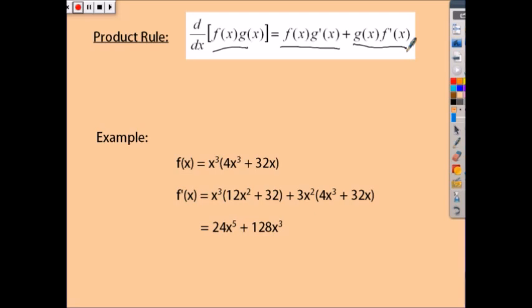For example, the derivative of x to the third times 4x to the third plus 32x equals x to the third times 12x squared plus 32 plus 3x squared times 4x to the third plus 32x, which equals in total 24x to the fifth plus 128x to the third.